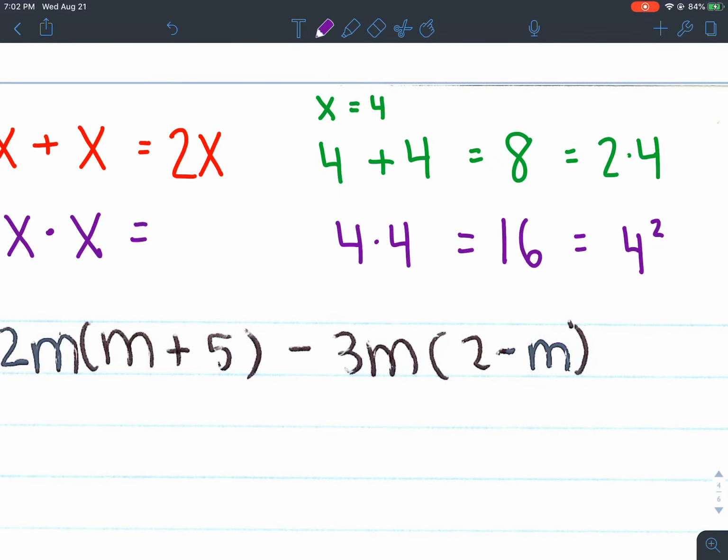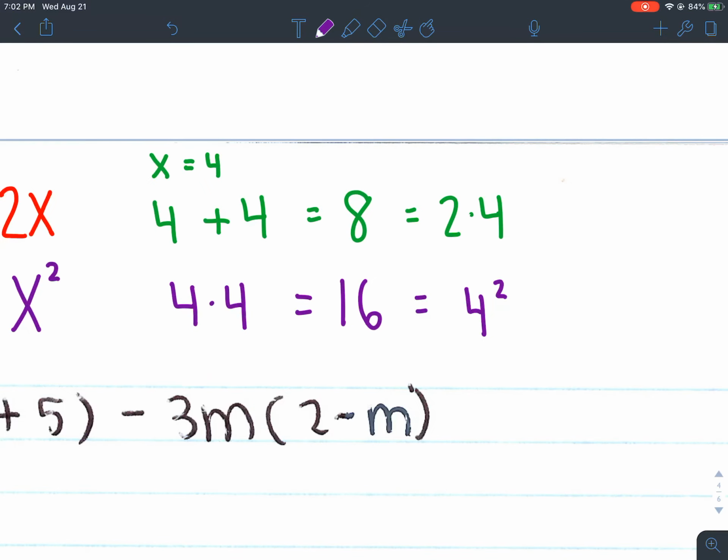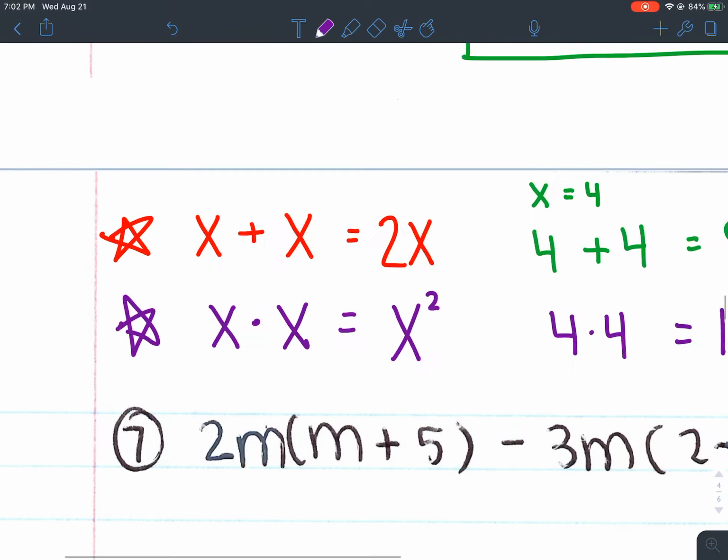Because 4 squared means 4 times 4. If 4 times 4 is 4 squared, x times x is x squared. So that's going to be a big mistake we make all the time. 2x and x squared are not the same thing, right? Because 4 plus 4 is 8, 4 times 4 is 16. 8 and 16 are definitely not the same.